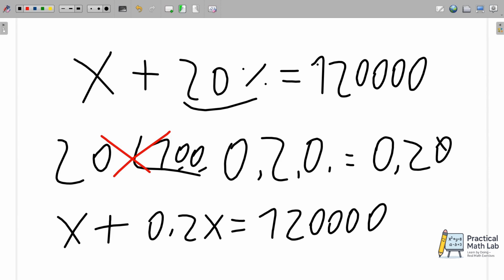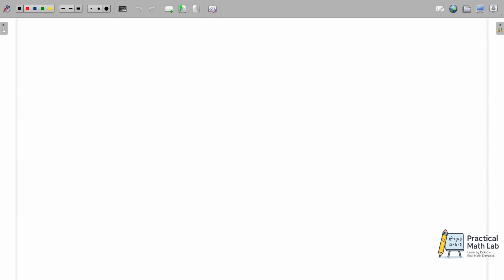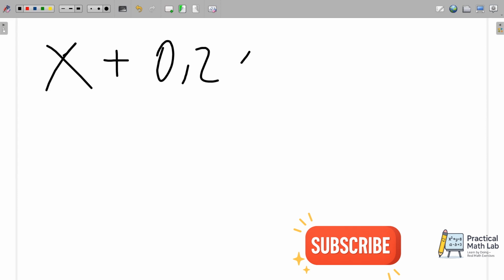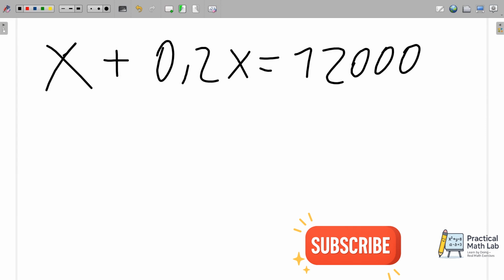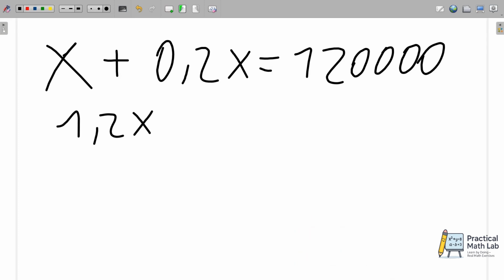Let's go. So X plus 0.2X. Let me write it up here. X plus 0.2X equals 120,000. X plus 0.2X is equal to 1.2X, which equals 120,000.